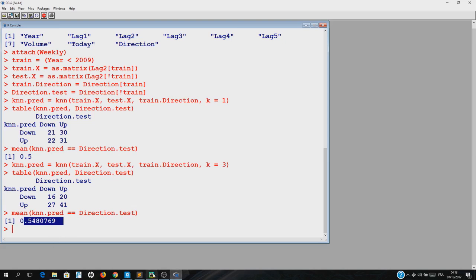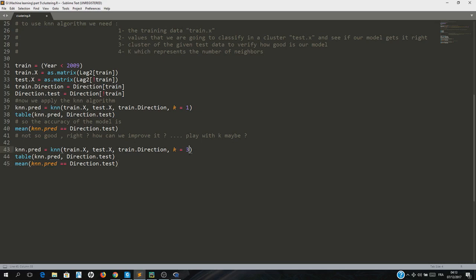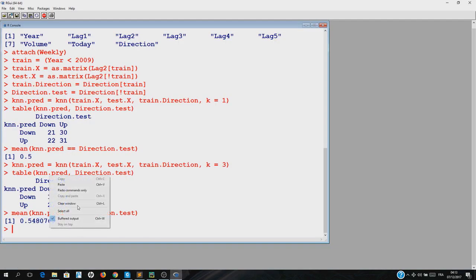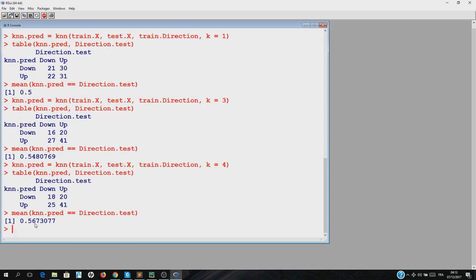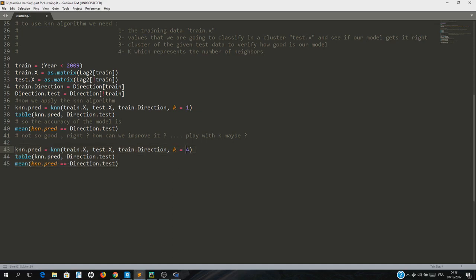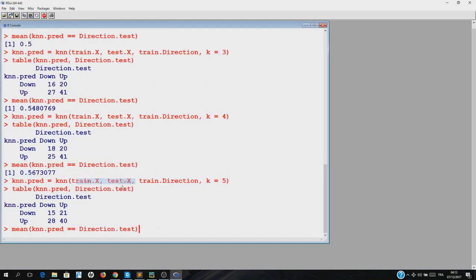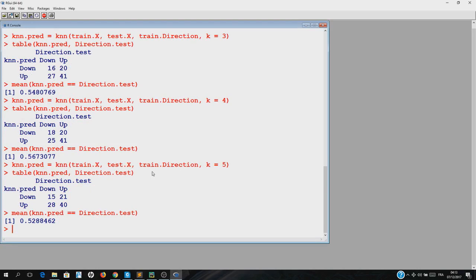What if we use 4 neighbors? I just want to show you that the result is always different if you use different neighbors. The model got even better, almost 57%. So it's even better. So let's see 5 neighbors. Now the model got worse. That's what I was looking for.